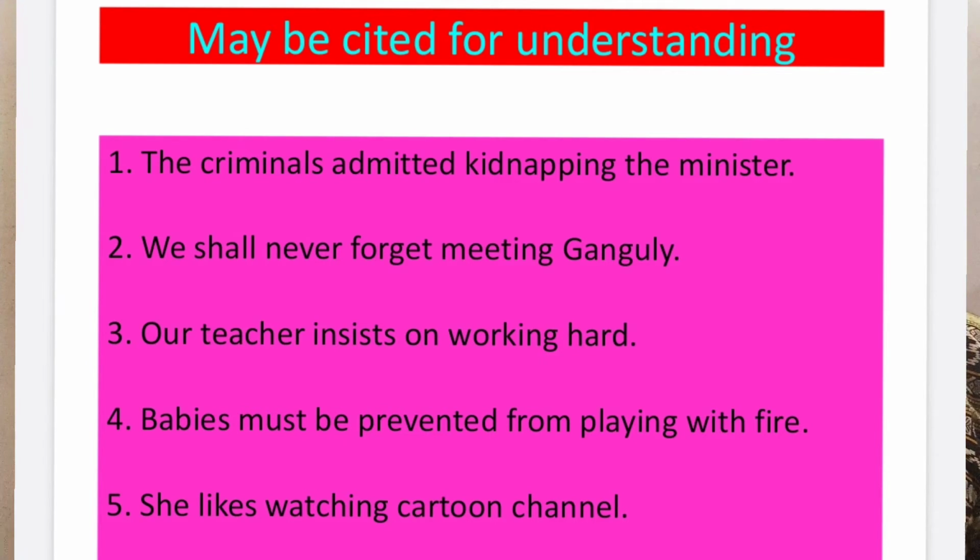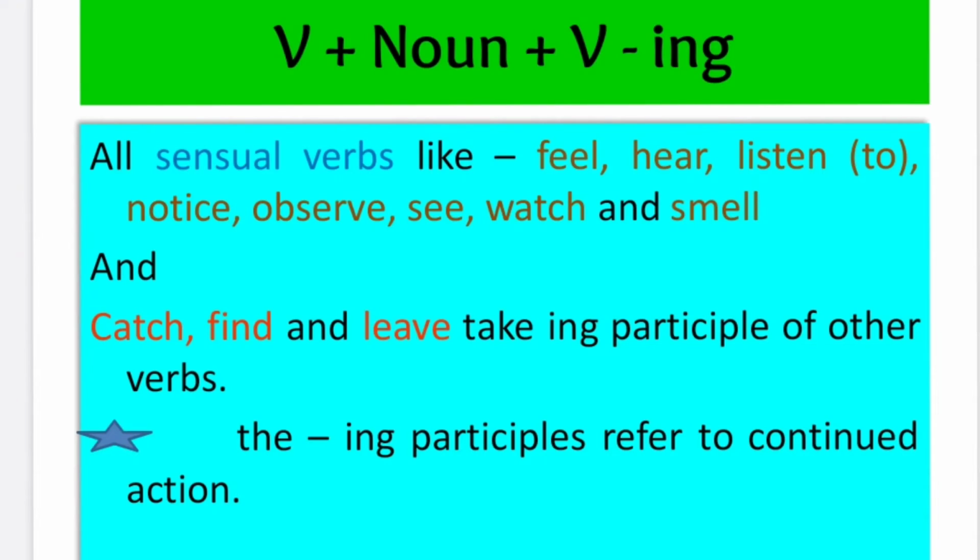Okay. Now another structure: verb plus noun plus verb-ing. Verb plus noun plus verb-ing. Here is a list: all sensual verbs like feel, hear, listen, notice, observe, see, watch and smell. These are the sensual verbs related to the sensory organs. And three other verbs: catch, find and leave. These verbs take the ing participle of other verbs after a noun. Remember, after a noun.